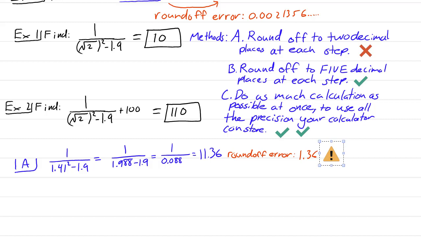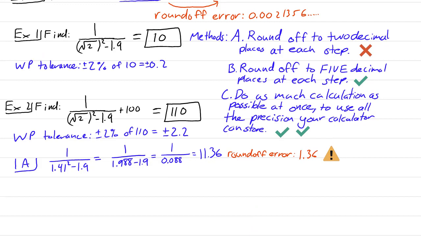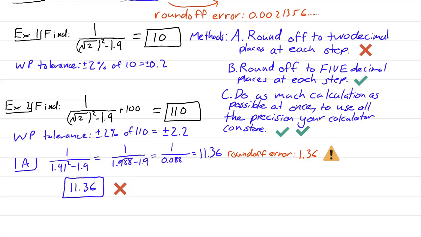I also want to talk about WileyPlus error tolerances. WileyPlus allows you to have answers that are off by 2% of whatever the true answer is. So 2% of 10 is 0.2 here. So if you have anything between 9.8 and 10.2, it will mark it right. But if the answer you put in the box is 11.36, that's off by too much, so it's going to mark it wrong.